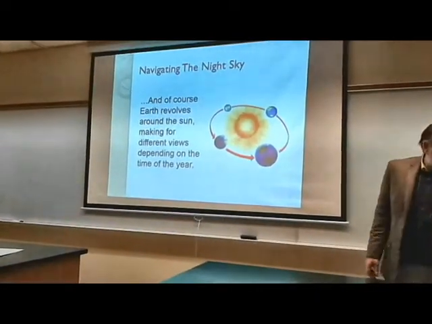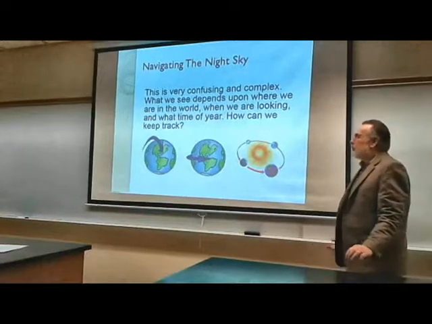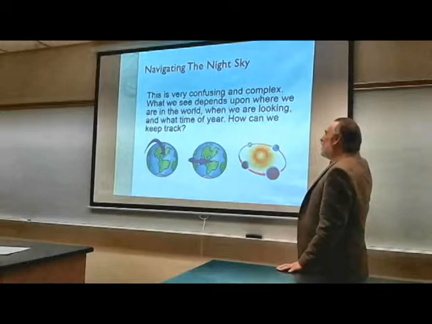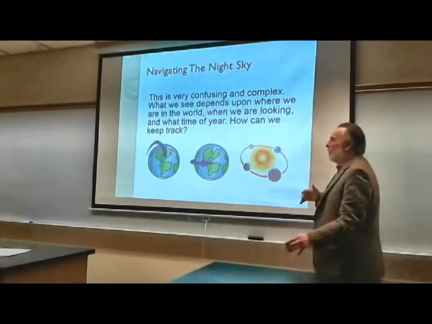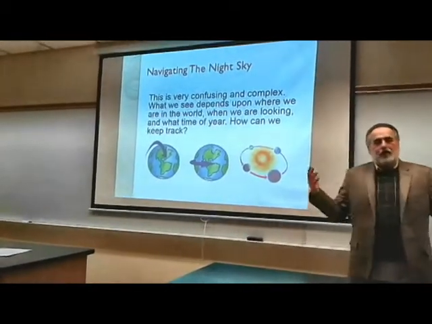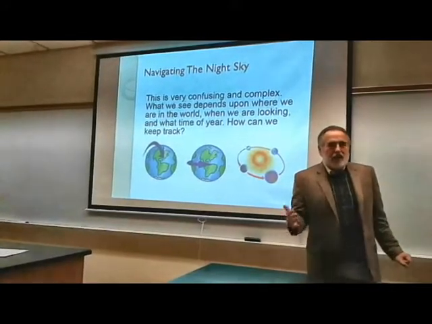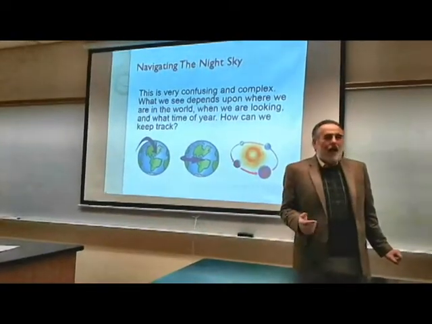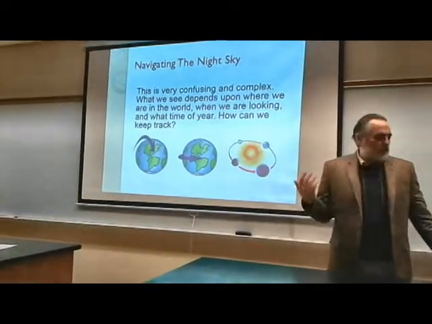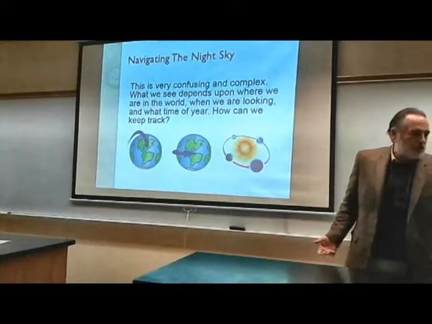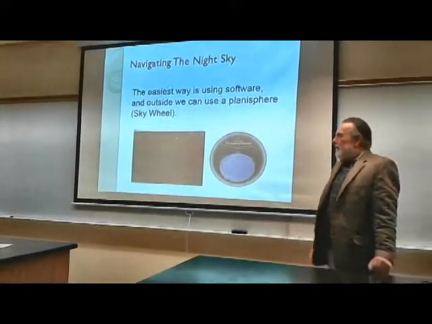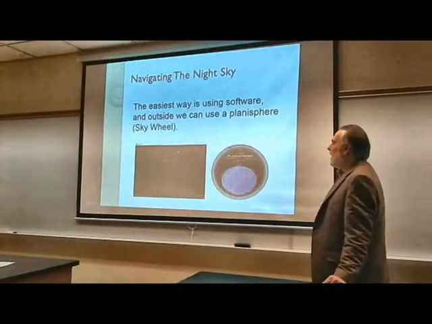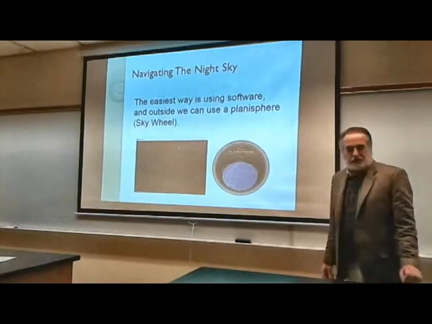So all these things taken into account, it's very confusing, very complex, because it depends on where we are in the world, when we are looking, what time of year. How do we keep track of all that? How do we understand and get a view for, let's say, where Orion's belt is, or where Betelgeuse is, or wherever any of the stars are? Well, the easiest way is to use software. Outside, we can use a planisphere, a sky wheel.